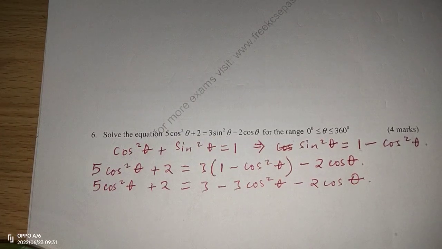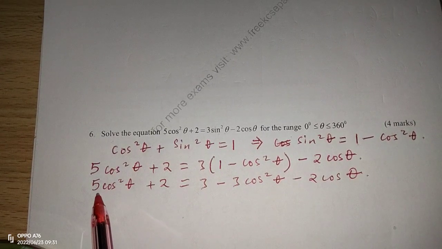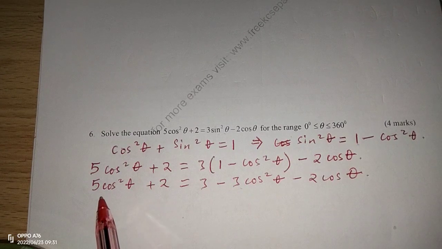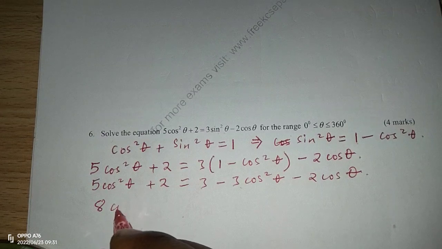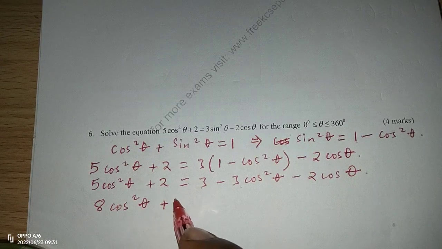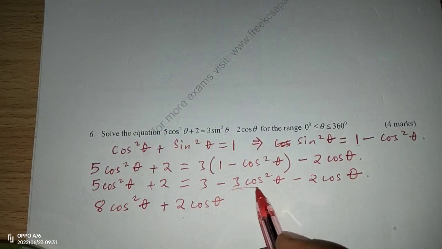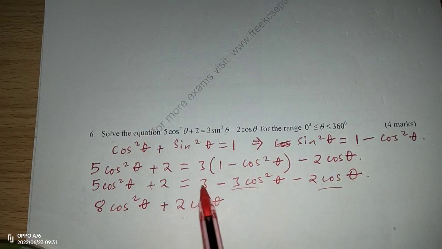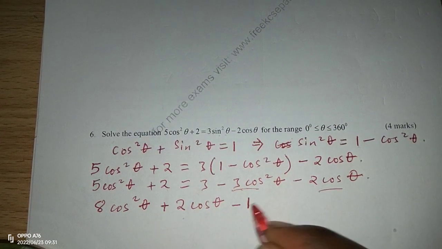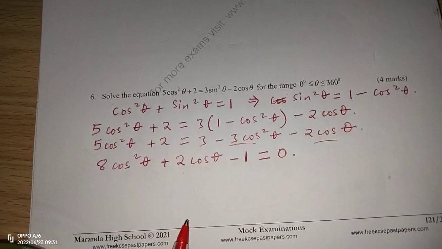Therefore, we can rearrange this equation so that we remain with 0 on one side. This can be done by having the cosine squared of theta brought here. This is negative 3, it becomes positive on this side, and we'll have 8 cosine squared of theta. Then this one becomes positive 2 cosine of theta. So this one has been brought to this side. This one has also been sorted. What is remaining is 3. It becomes a negative. So 2 minus 3 will give us negative 1 equals 0.